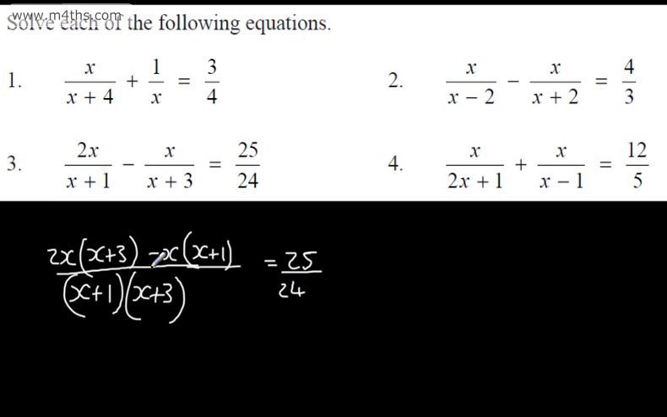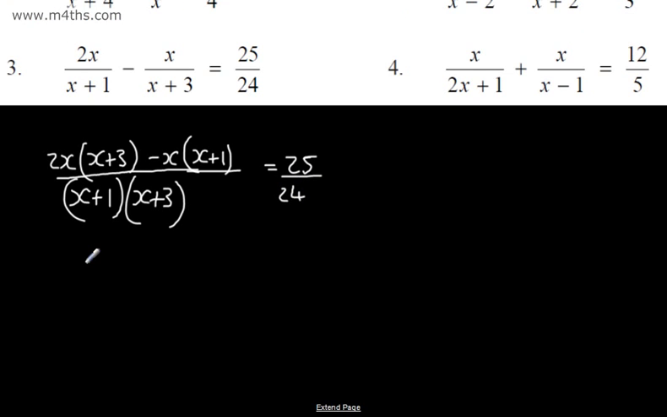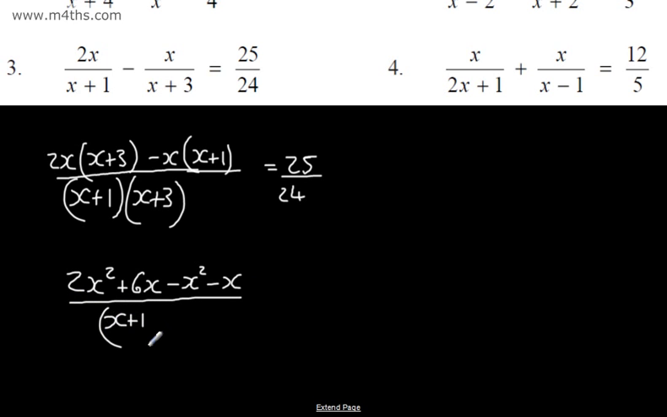So let's now tidy the numerator. We're going to have, and being careful with this one, 2x squared plus 6x minus x squared minus x. So minus x squared minus x. And that, I'm not going to expand the denominator, is x plus 1, and then we can have x plus 3. That will be equal to 25 over 24.